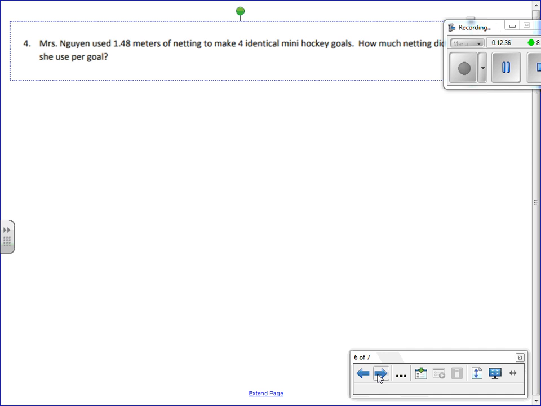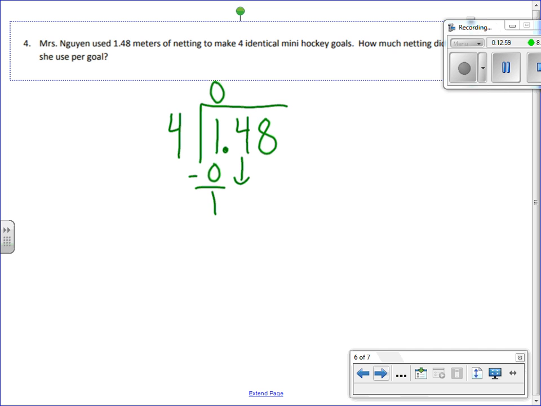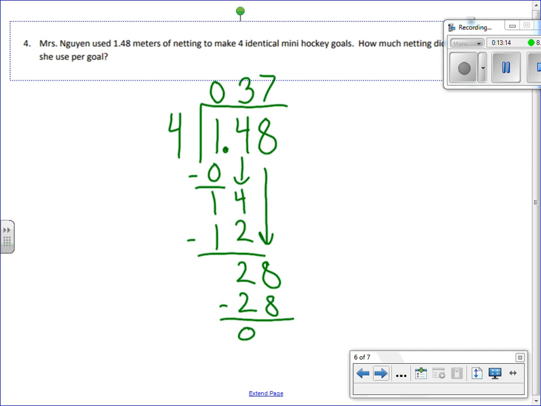Okay, Mr. Nguyen used 1 and 48 hundredths meters of netting to make 4 identical mini hockey goals. How much netting did she use per goal? So I'm going to go with 1 and 48 hundredths, and we want to divide that netting up into the 4 goals. 4 does not go into 1. 4 goes into 14 3 times, 12. 4 goes into 8 7 times. And when I subtract, I'm done now. Don't forget my decimal point, it just goes up.